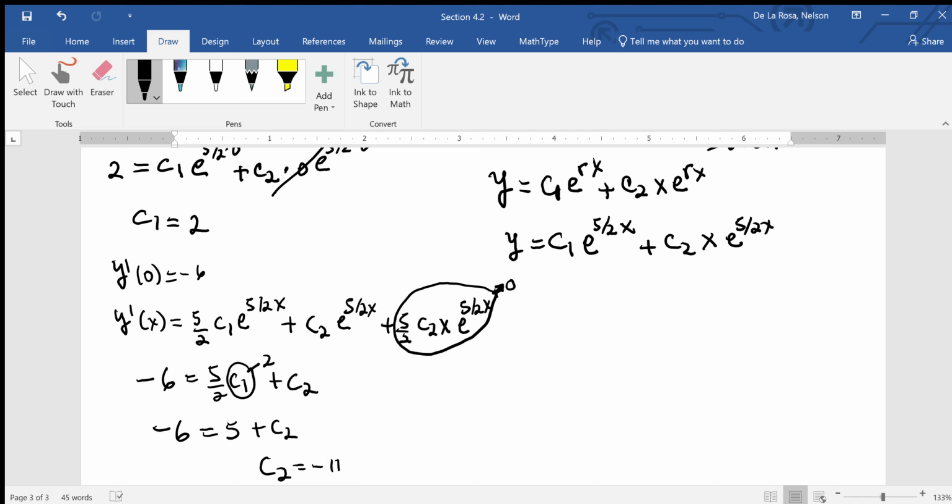So the final answer, which is the solution of the initial value problem, is going to be y of x equals 2 times e to 5 halves of x minus 11x e to 5 halves of x. And this concludes the problem.